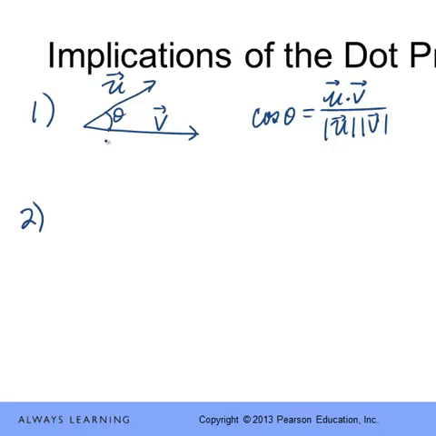The second implication would be that one way of finding the magnitude of a vector would be to take the square root of the dot product of that vector with itself.